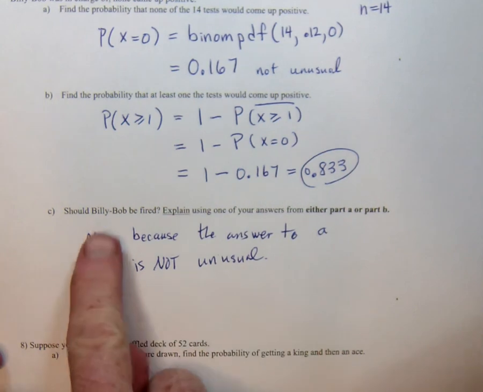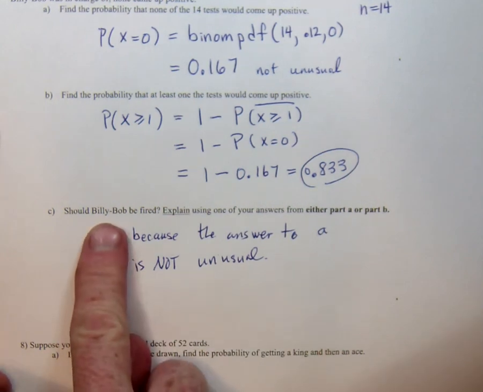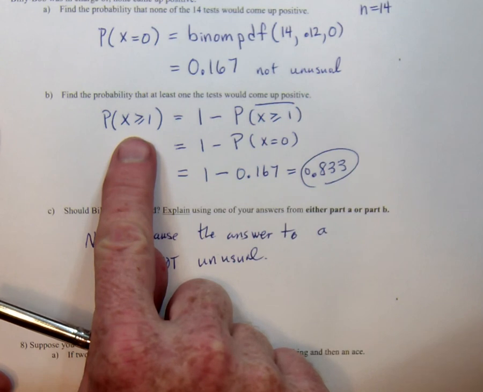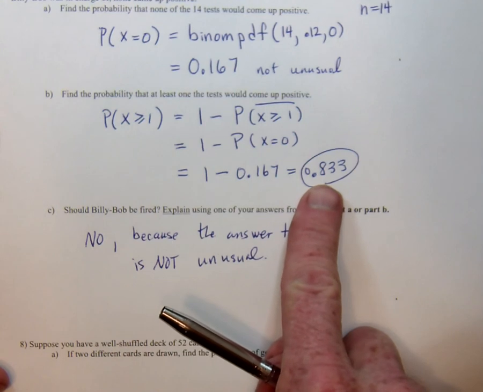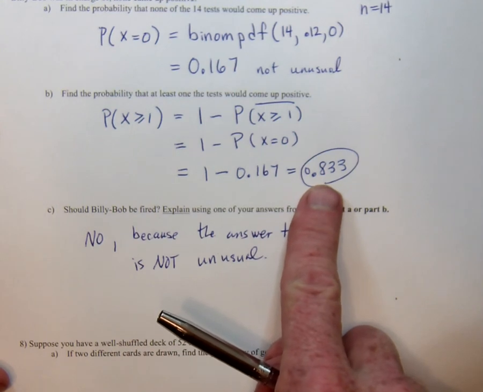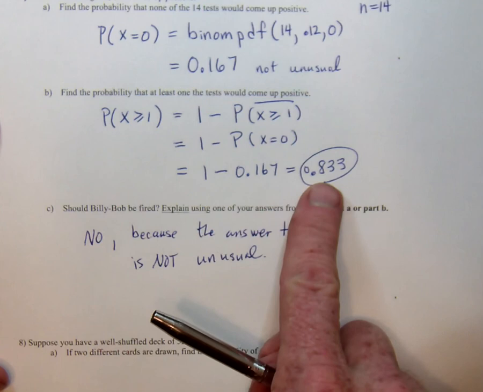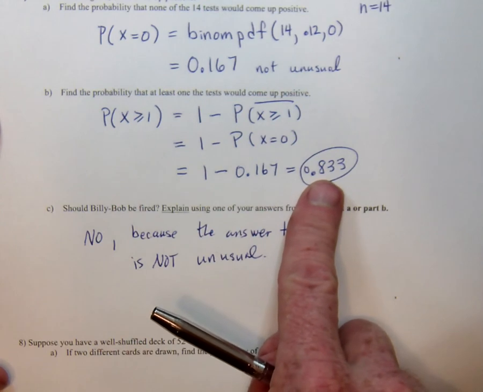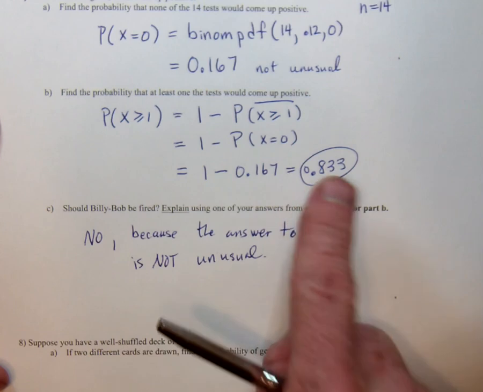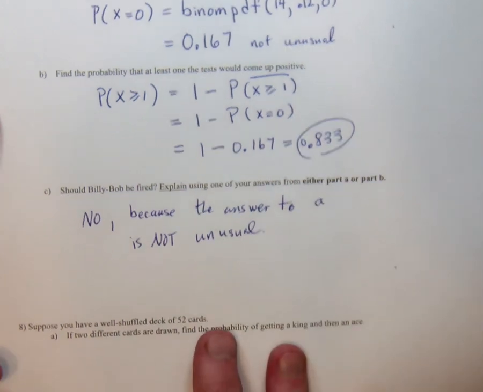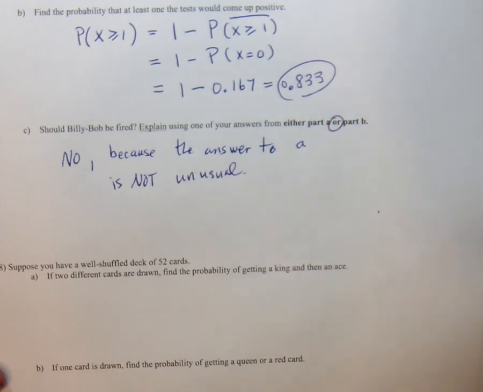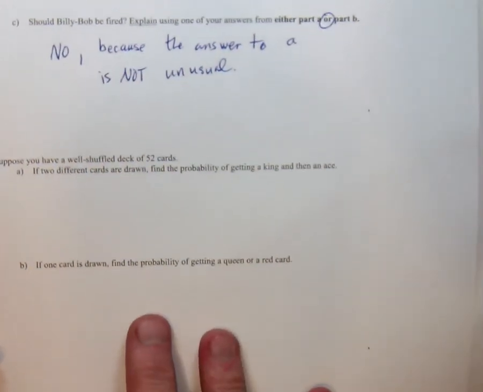And then you could say, no, he should not be fired because what's the probability there should be at least one? Well, there is an 83% chance that he should have gotten one positive test, but that's not 100%. If this would have said something close to 100%, I'm 100% sure or 99% sure that he should have gotten one test and he didn't, then I would say something weird is going on. Okay, notice this. Use either part A or part B.